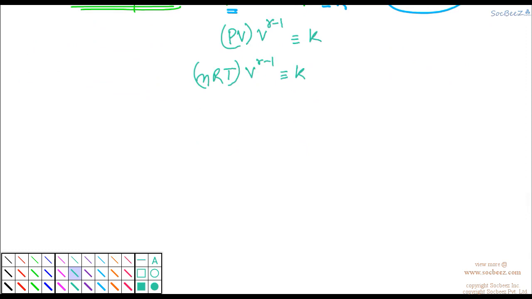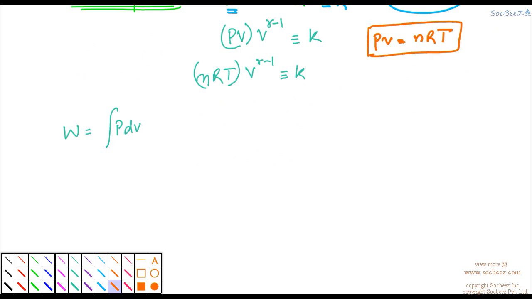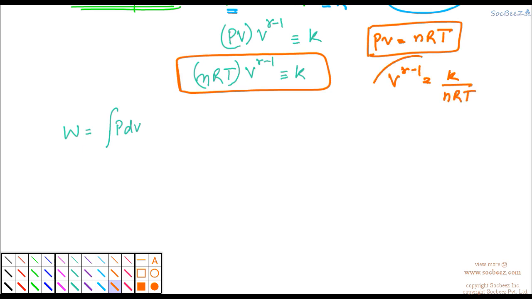Now let's try to find out the work done. Work done was nothing but the integral of P dV. We have to somehow try to solve this, because in this question the pressure is also varying and the volume is also varying, right? You have to try to find the relation such that they both can be incorporated. From PV equals nRT, and using this equation, what we have is V raised to power gamma minus 1 is K upon nRT.